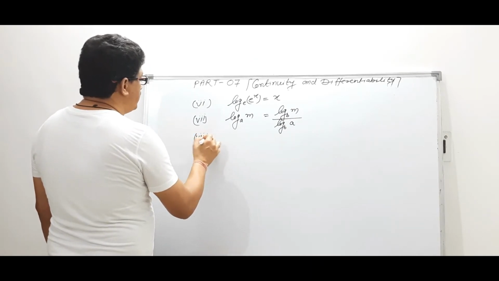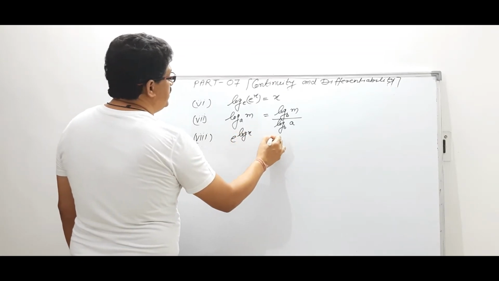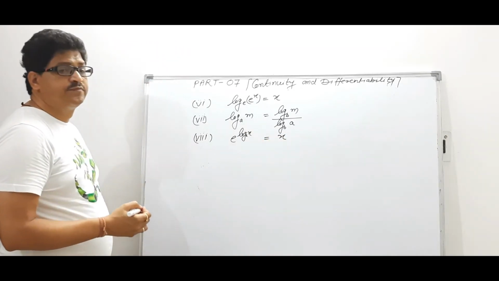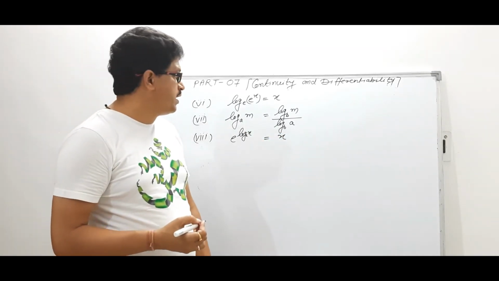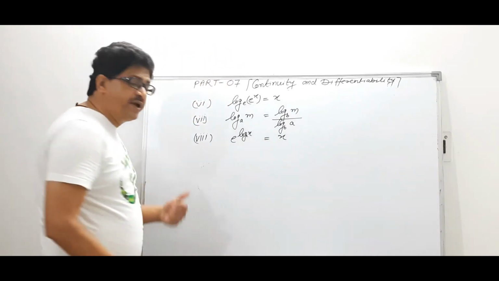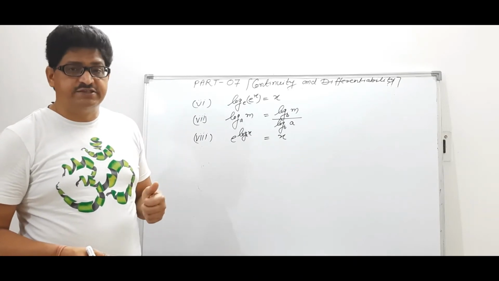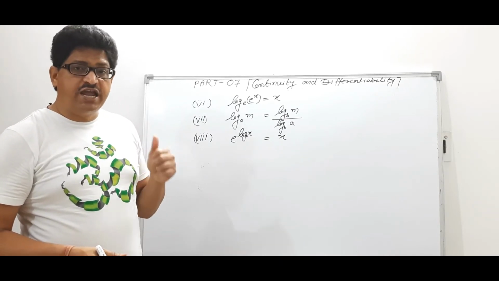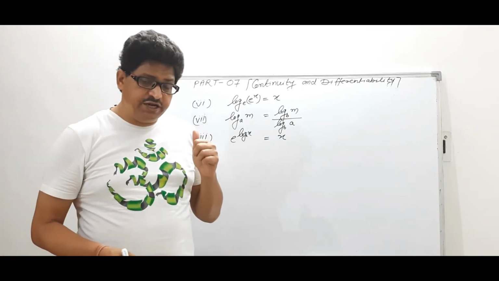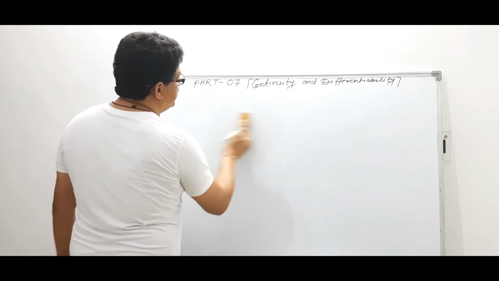Eighth property, e raised to log x is also x. e raised to log x is also given x. If no base is given, base considered as e is called natural base and 10 is called common base. e is called natural base. If no base is given, we will consider it as natural base.